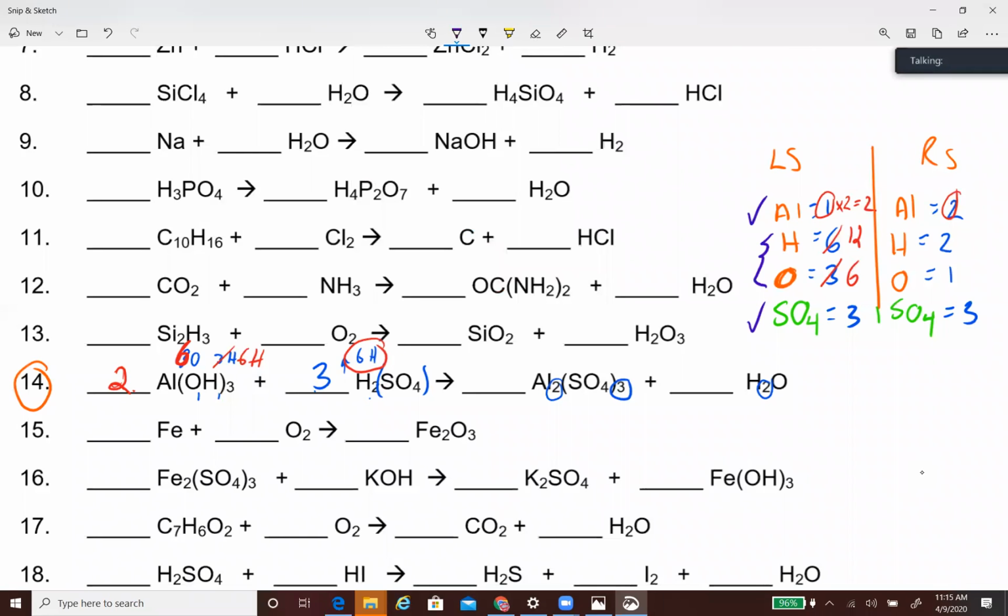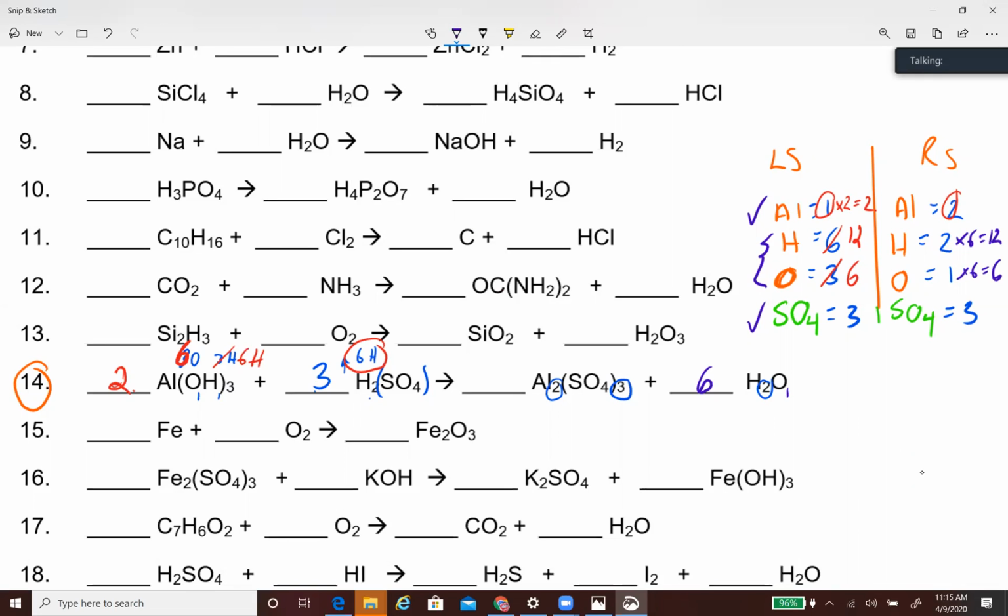So what I can do is if I put a 6 here, I know that 6 times 2 is 12. So that would be the same number of hydrogen on the left. But whatever number I put in front, multiply by everything, right? So 6 times 1 is 6. So that would mean now that everything is balanced.